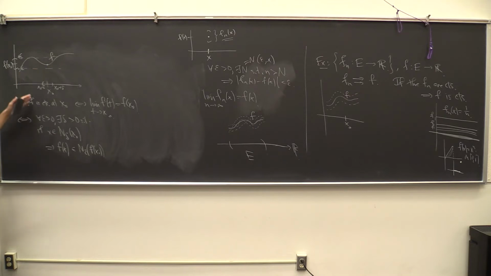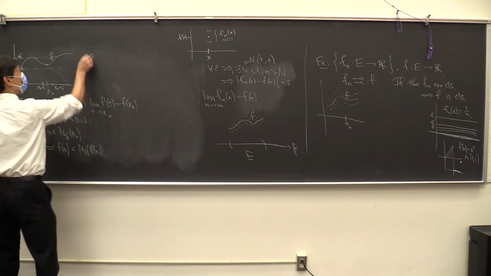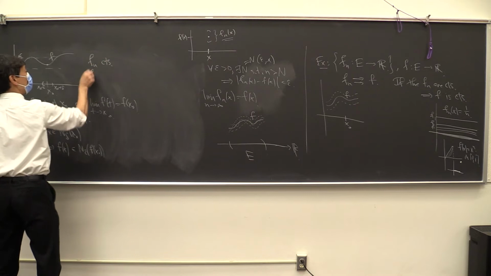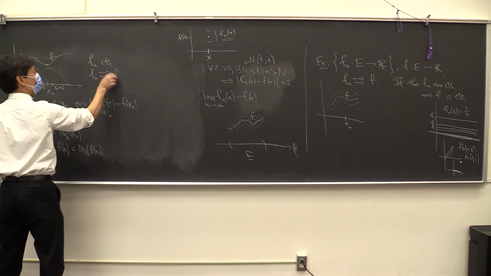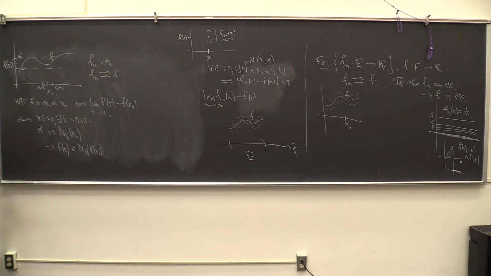Okay? What do we know? We know that the f sub n are continuous, and we know that the f sub n converge uniformly to f. Individually they have this neighborhood property. And we also know that we can get them as close to f as we desire.